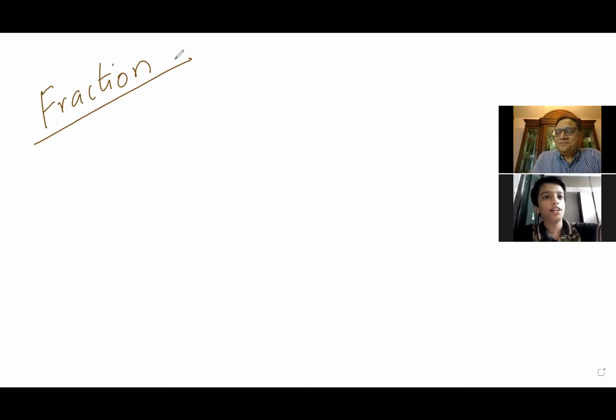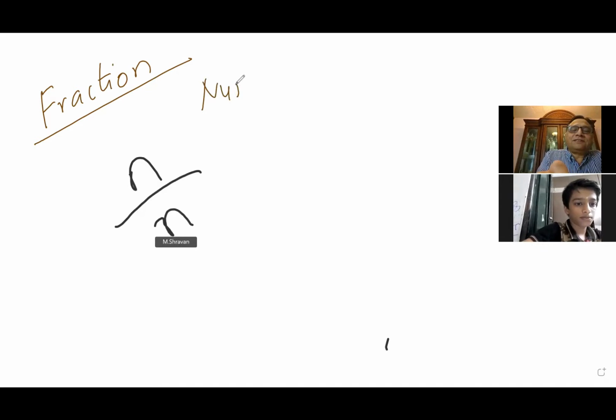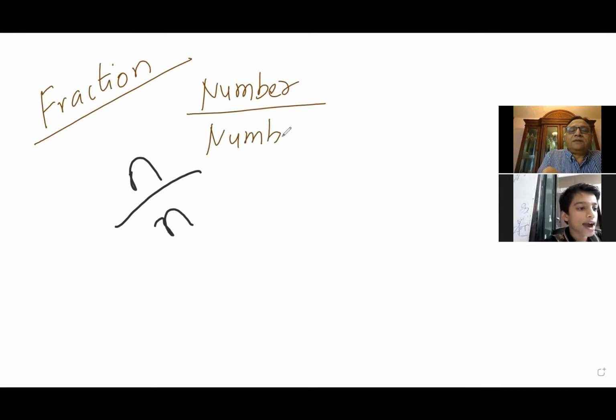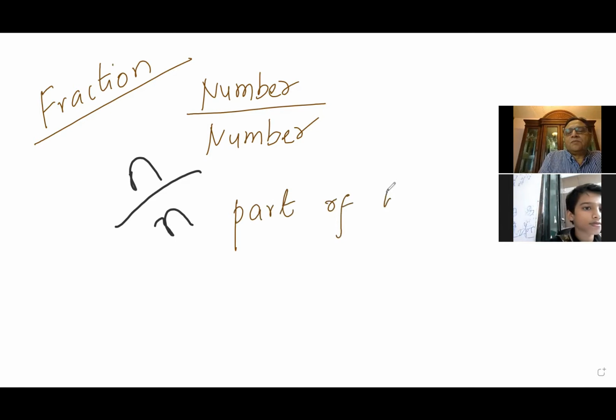Fractions is something divided by something. A number divided by a number. Yes, so you have a number divided by another number. That is perfectly correct. So that is what a fraction is. It is also treated as part of a whole, right? Yeah, part of a whole number. And the most basic thing of a fraction is that proper fractions are below one.